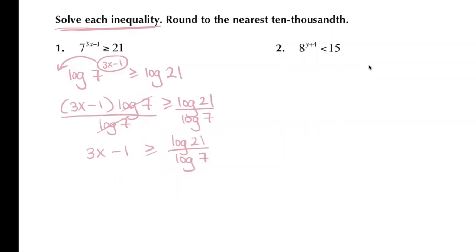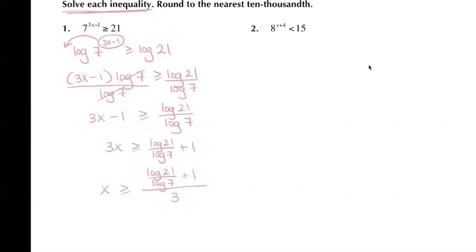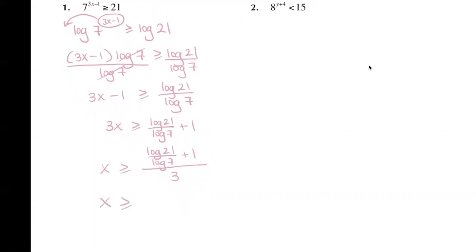All right, now I'm going to add the 1 and divide by 3. Now remember you are doing PEMDAS for your calculator. So do the log 21 over log 7 first, then add the 1, then divide by 3. All right, type it into your calculator. Let's see if we can get the right one this time. So x is greater than or equal to what? Type it in, 4 decimals. Show me what you got.